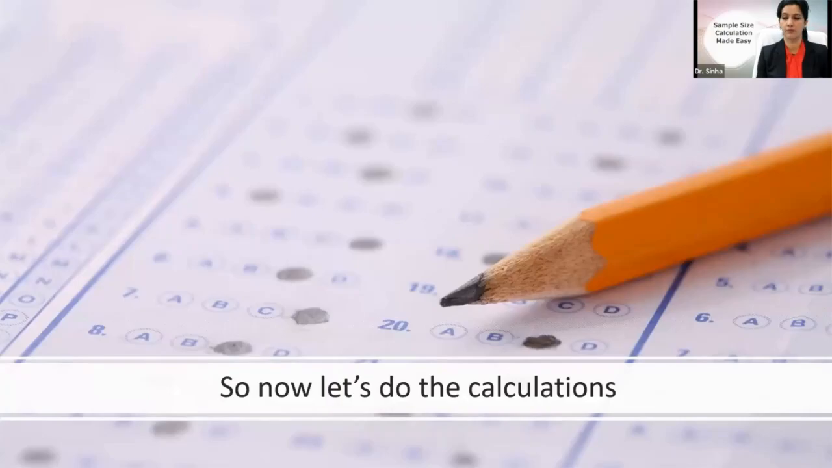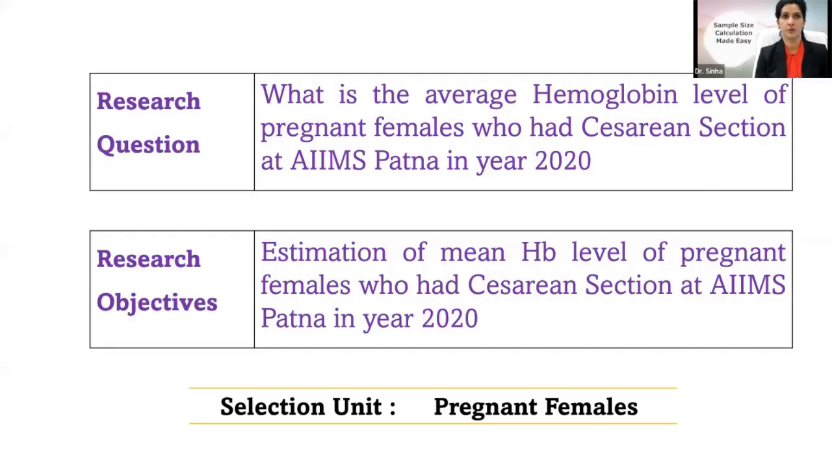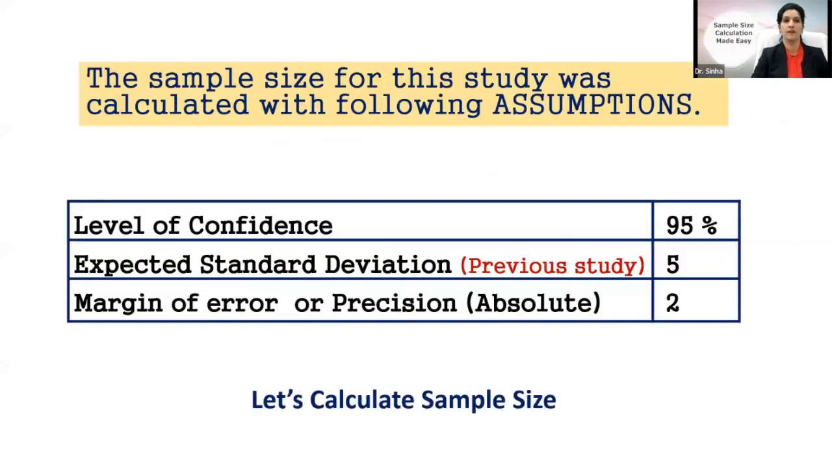So now let's do the calculation. The research question is, what is the average hemoglobin level of pregnant females who had cesarean section at AIIMS Patna in 2020? The estimation of mean hemoglobin level. So this was the research objective, and the selection unit is the pregnant female. So how will I do it? I have taken this assumption: 95% level of confidence, expected standard deviation is 5, which I have taken from a previous study, and I have used the margin of error or precision as 2.